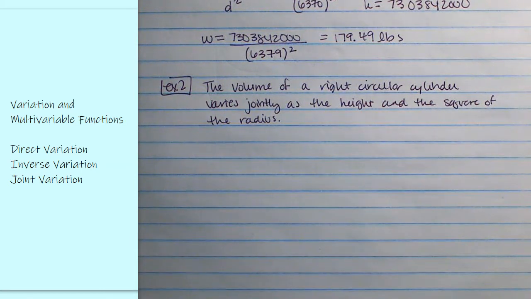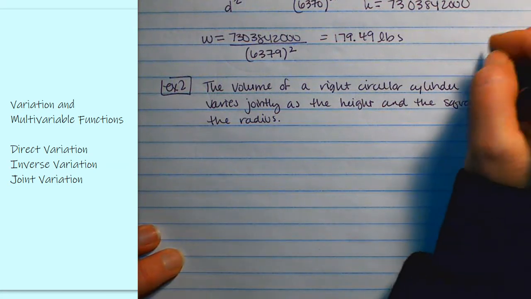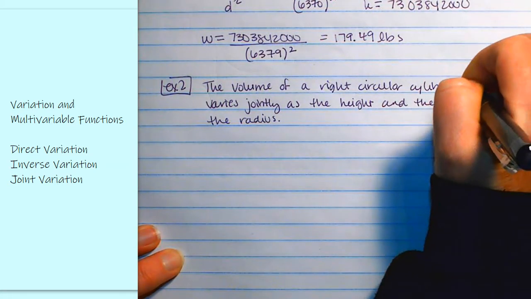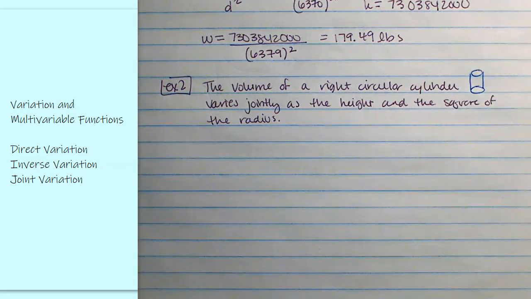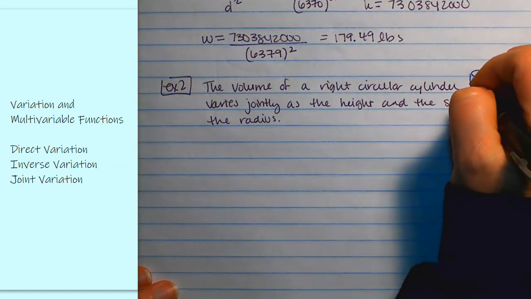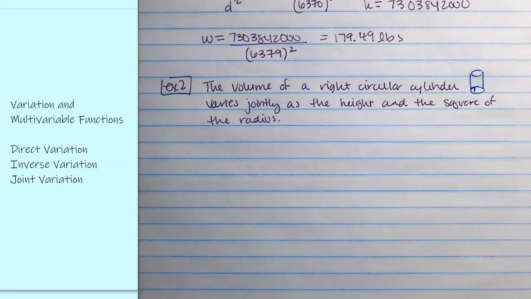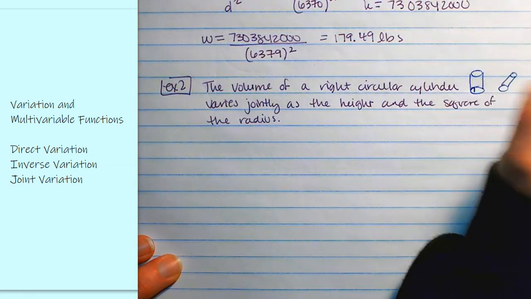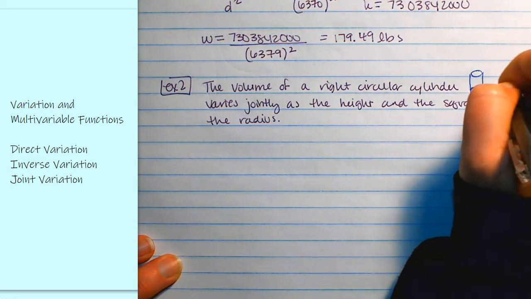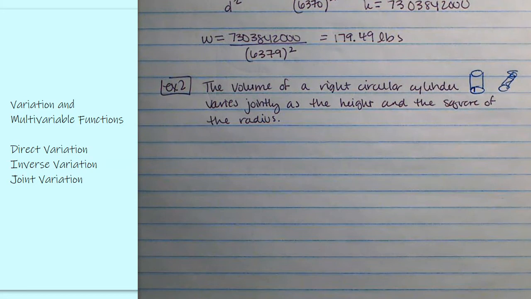So it says the volume of a right circular cylinder, which means a can, okay? So you have a circle on the bottom and a circle on the top, and it's connected so it looks like a can. But there's a right angle here. That's what makes it a right circular cylinder. It's not like a can that went sideways like this, okay? It has to be straight up and down. Okay, the volume of a right circular cylinder varies jointly as the height and the square of the radius.